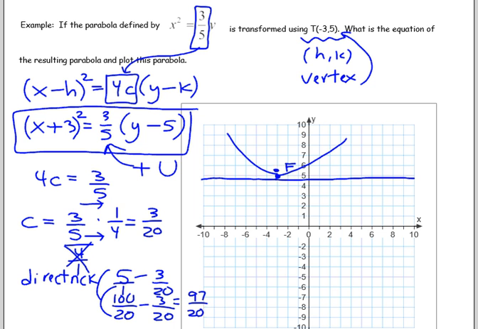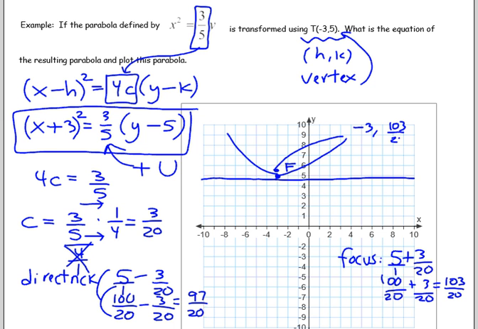And if you had to find your focus, where is the focus precisely? The focus is at 5 plus 3 over 20. Again, you put them on the same denominator. 5 times 20 is 100. So your focus is 103 over 20. If they ask for the coordinate, it would be minus 3, 103 over 20, the coordinate of your focus. And if they ask for the equation of the directrix, it would be y equals 97 over 20. Sorry, not x.